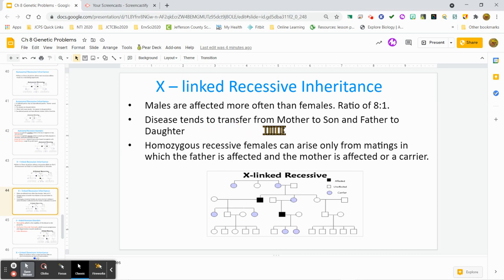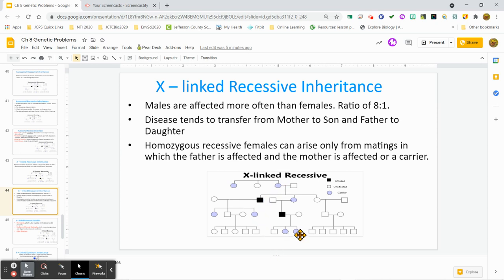So disease tends to transfer from mother to son because she's going to give the only X for the son, and from father to daughter, because if it's a daughter, he can actually give that X chromosome. And homozygous recessive females can arise only from matings in which the father is affected and the mother is affected or a carrier. And since it's recessive, you're going to have carriers. So these are carriers, these are heterozygous.